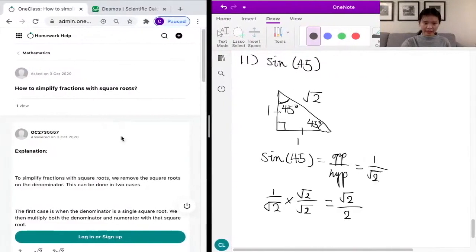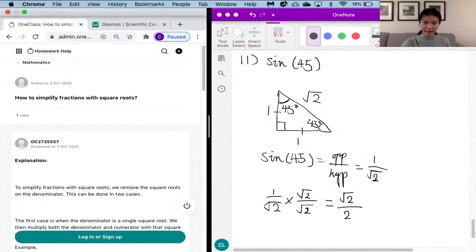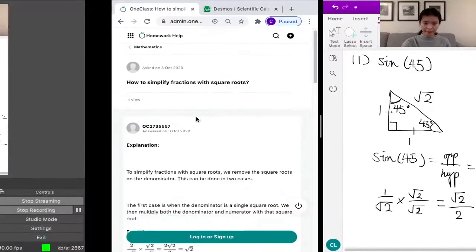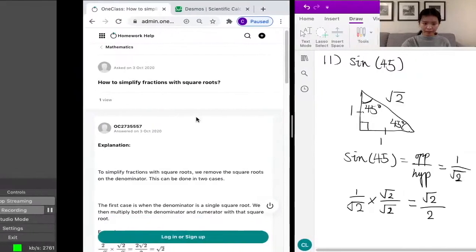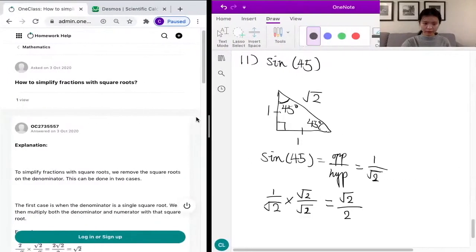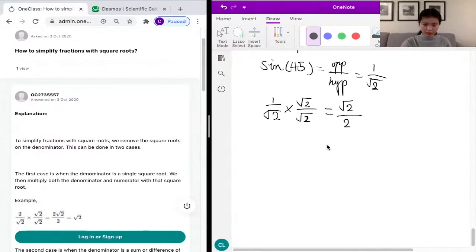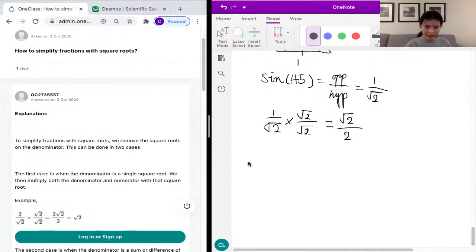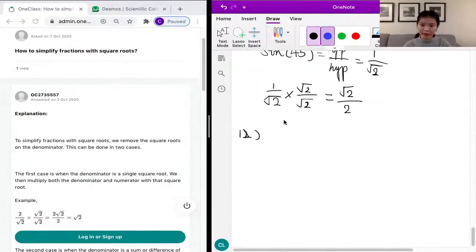Okay, our next problem here is asking us how do we simplify fractions with square roots. And the explanation is that basically there are three main types of fraction with square roots in there. The first type is the type that we just see above, where the square root is on the bottom of the fraction.